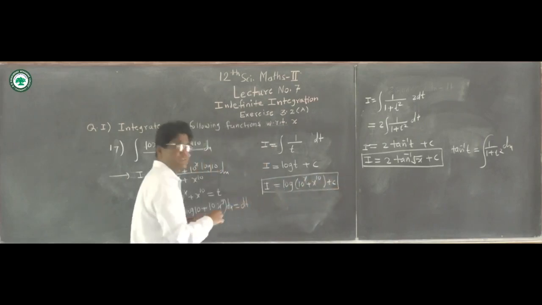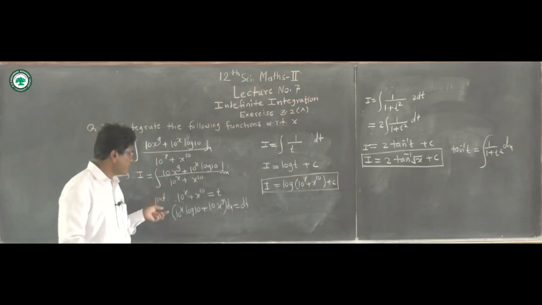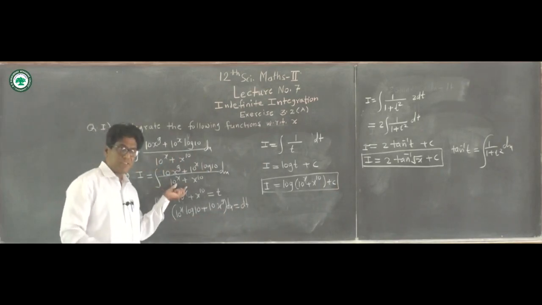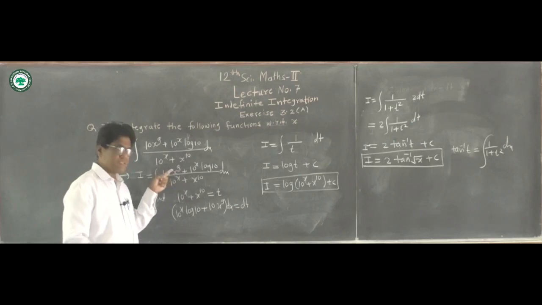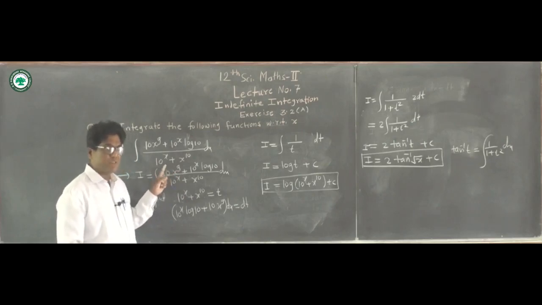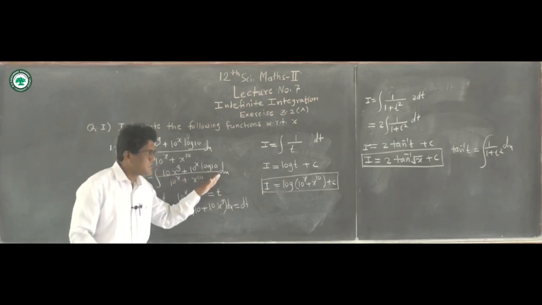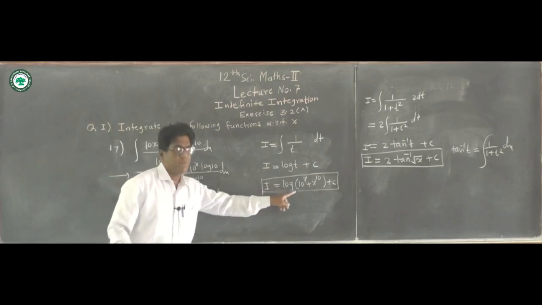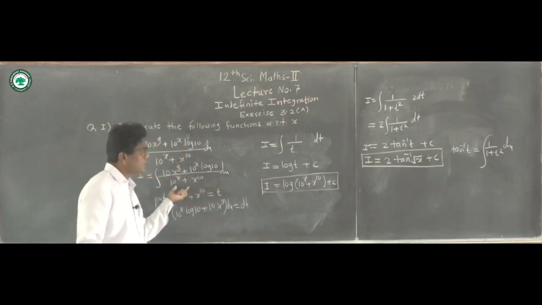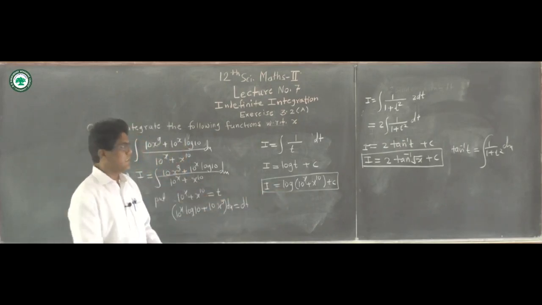Here we may use the corollary, that is, in the denominator a function and its derivative appears in the numerator. So directly we use the corollary, that is, integration of f dash of x upon f of x dx is equal to log of f of x, which is in the denominator, plus constant of integration.